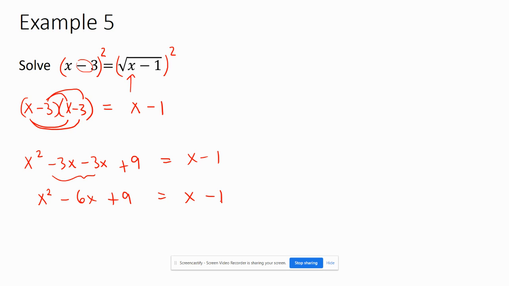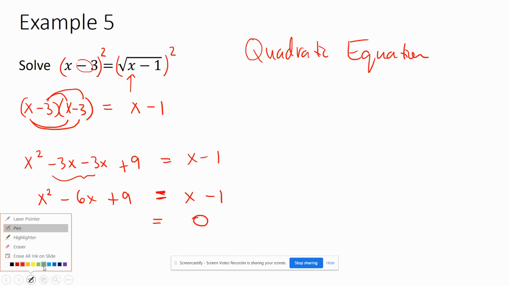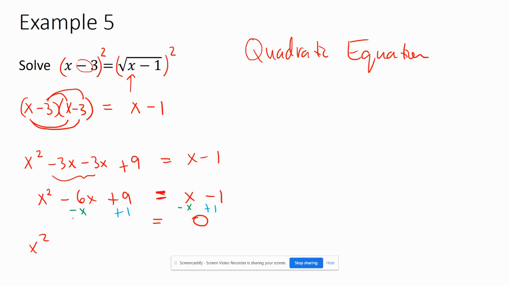Okay, now right here we have to notice something. We have an x squared and no other x squareds anywhere. So that means this is a quadratic equation, which means there could be two answers. So we want to try to get everything on one side and 0 on the other side in order to solve quadratic equations. So that means we have to subtract this x over here, and we have to add this 1 over here. And so what we're left with is x squared minus 7x plus 10 equals 0.